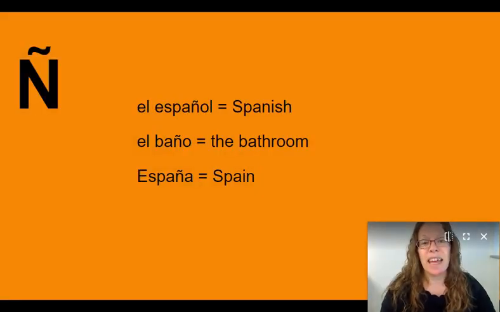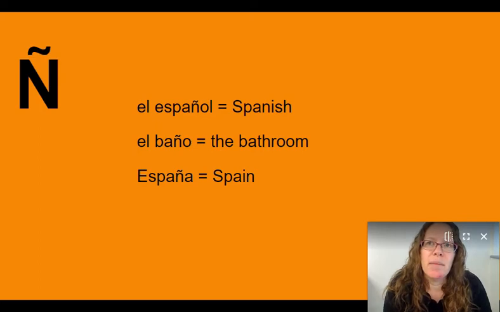This is the letter ñ. It's an N with a tilde on it, and the name of the letter is ñ. It kind of sounds like the N in the English word onion. It sounds like an N with a Y next to it in English. Please repeat. Español, baño, España.